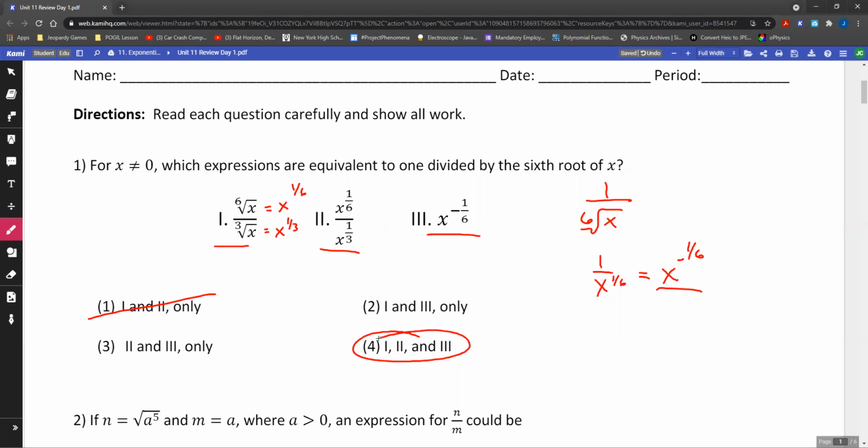Because if one of them is correct, then the other one also has to be correct. But we can show why these two are equal. Remember, when you are dividing, we subtract the exponents. If you plug into your calculator, 1/6 minus 1/3 is equal to negative 1/6. So again, all three of these are the same thing.